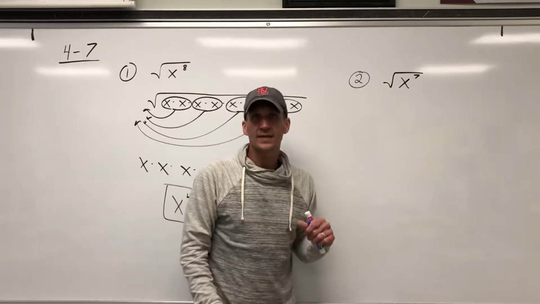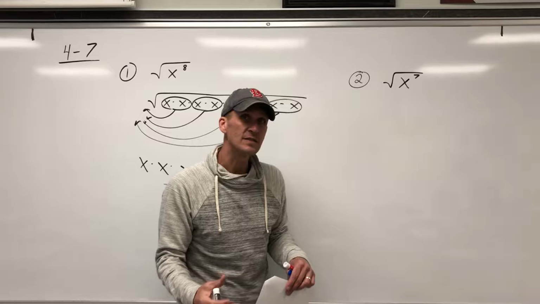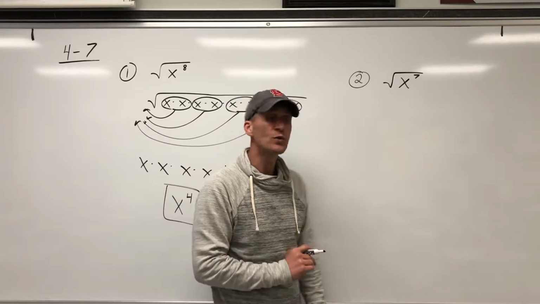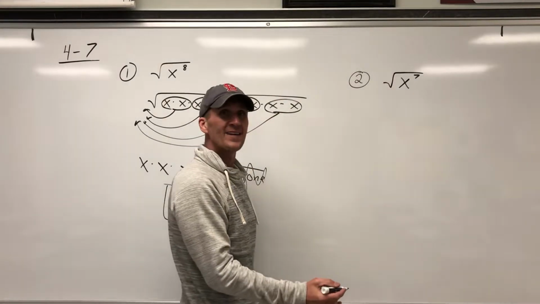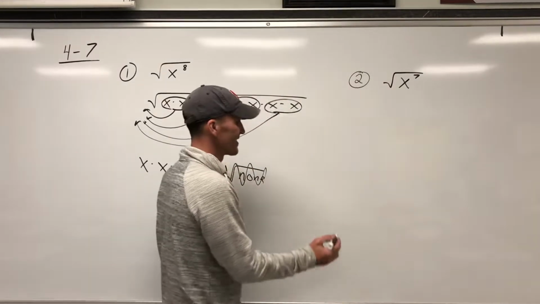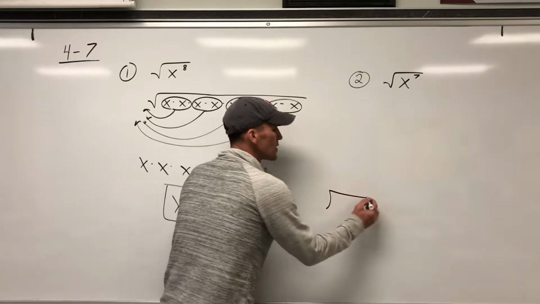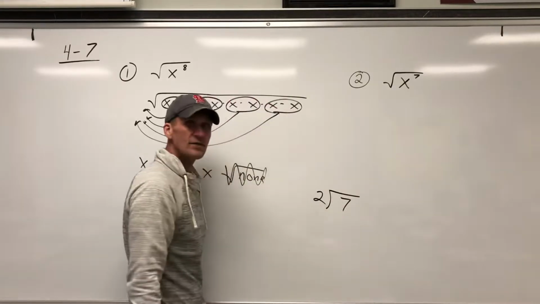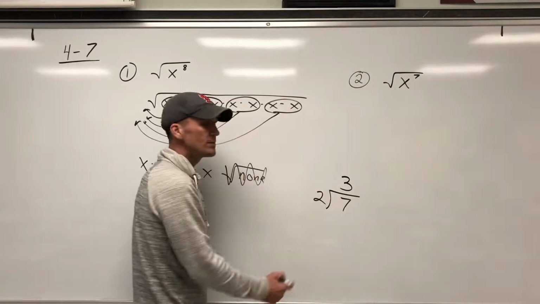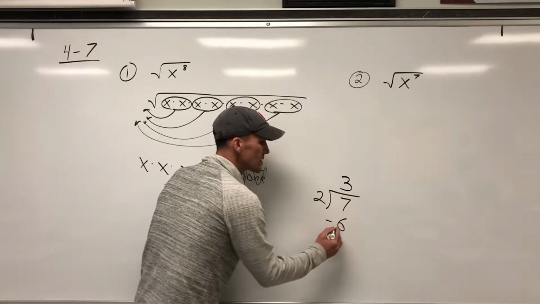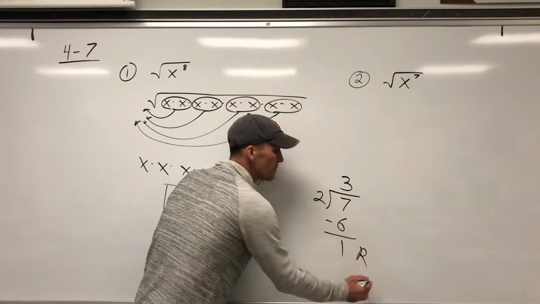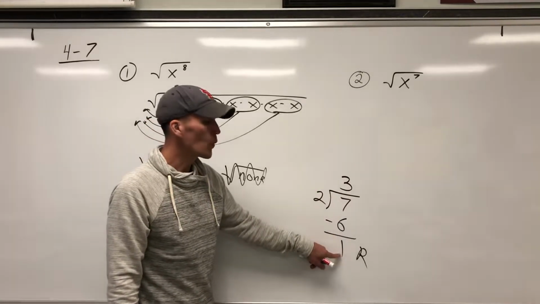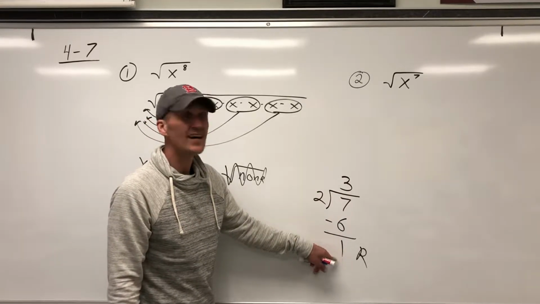But that means there's 7 x's. So if you had 7 x's and you were trying to find groups of 2, you could divide it by 2. So what you can do is go back and do long division like you did in your elementary days. So we do 7 divided by 2. And when we do 7 divided by 2, it fits into it 3 times. 3 times 2 is 6. And 1 is the remainder. Well, 3 is what gets to come on the outside. 1 is what stays inside your radical.